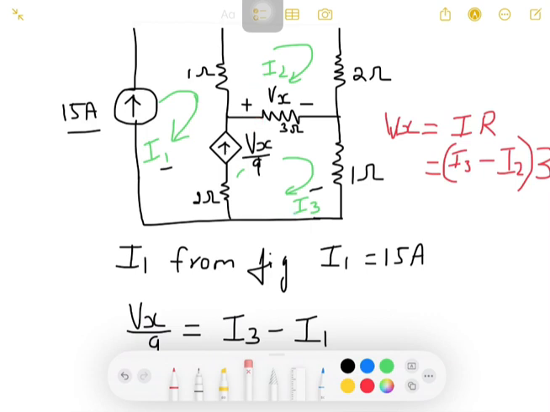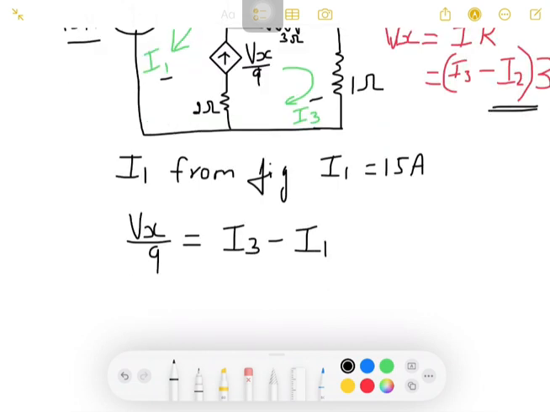So this is an equation for Vx from the figure. So I'll substitute this Vx in this equation here. So Vx is 3 into (I3 minus I2) divided by 9, that is equal to I3 minus I1. Let us simplify this equation.